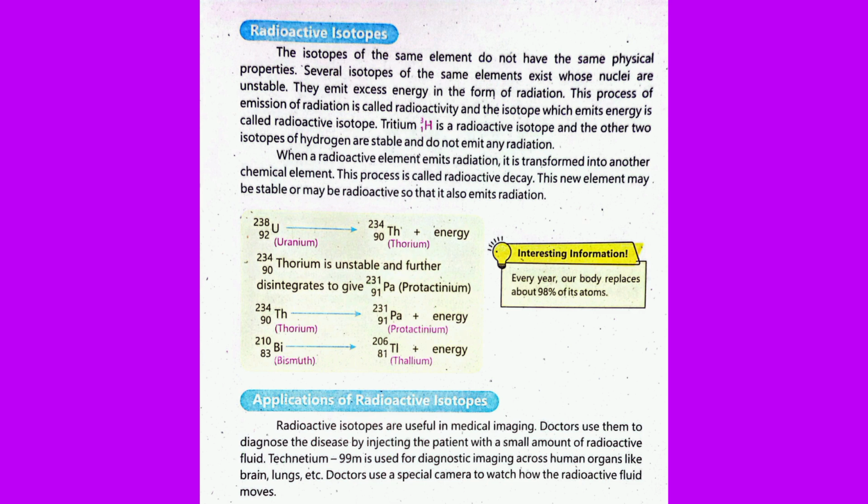Application of radioactive isotopes. Radioactive isotopes are useful in medicine. Doctors use them to diagnose disease by injecting the patient with a small amount of radioactive fluid. Technetium is used for diagnosing across human organs like the brain and lungs. Doctors use a specific camera to watch how the radioactive fluid moves.